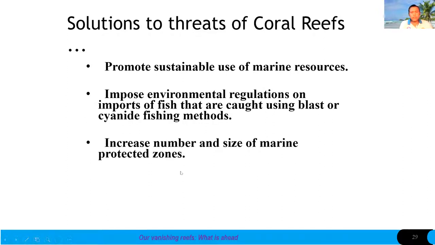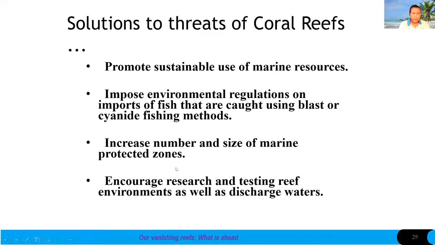Another solution is to increase the protected areas. Even the SDGs, the Sustainable Development Goals, suggest that at least 10% of the ocean should be protected. If we are to think of better management, but we'll talk about these things perhaps towards the end of our lecture series.